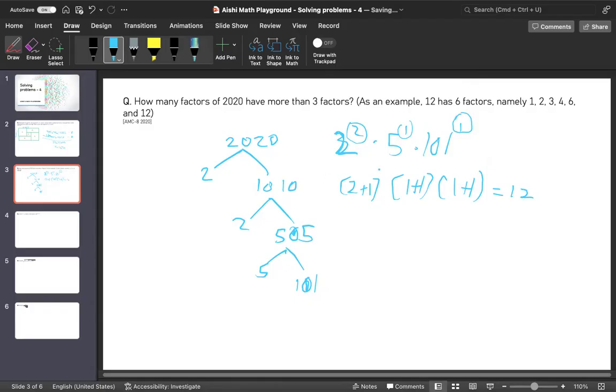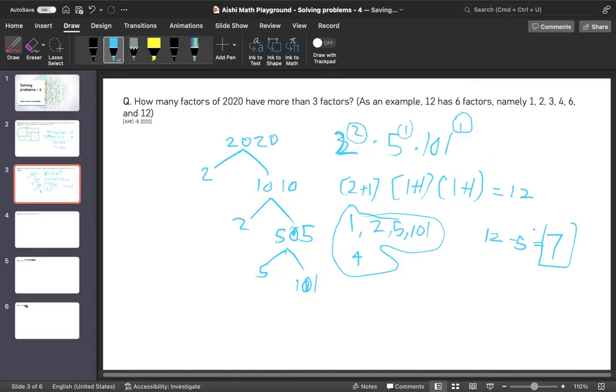Now, how many factors out of these 12 factors have less than 3 factors? 1, 2, 5, and 101. Now, how many factors out of these 12 factors have exactly 3 factors? Just 4. So we have 5 factors in total. 5 factors of 2020 have less than or equal to 3 factors. So then we have 12 minus 5, which is equal to 7.